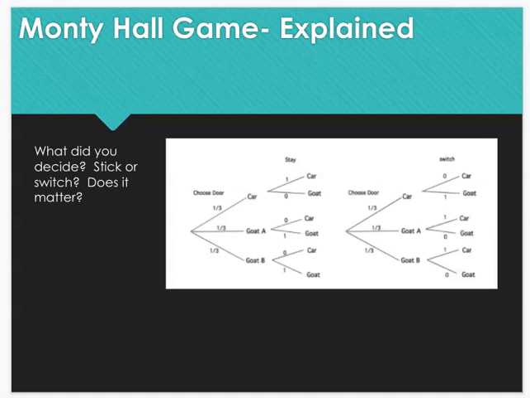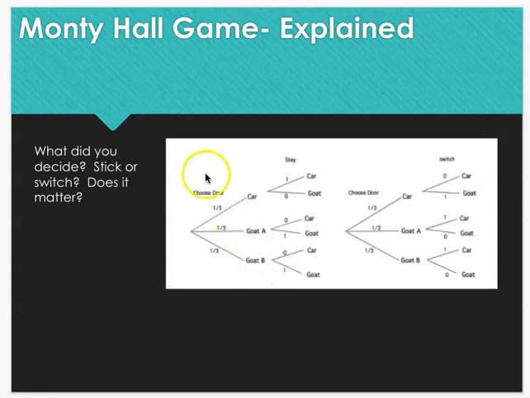I showed you some tree diagrams right here. So it was easier to make a stay tree diagram and then a switch tree diagram. If you try to put the two together, it can be a little complicated. I'm not sure if you tried a tree diagram, but that's one way to do this problem.